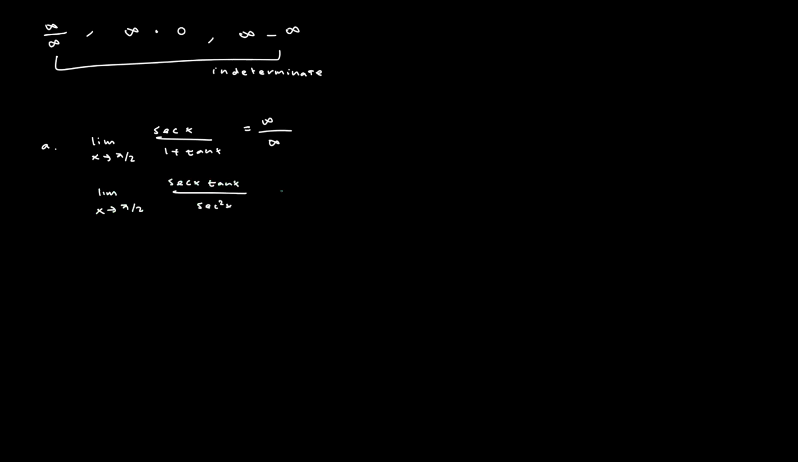This simplifies to tangent x over secant x, which we can simplify further. Times cosine x. And so we're just finding the limit as x tends to pi over 2 of sine x, which is simply 1. Now, let's work with another problem.